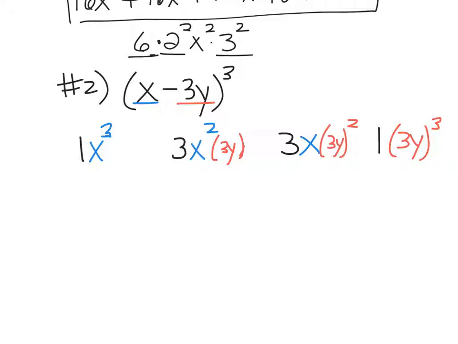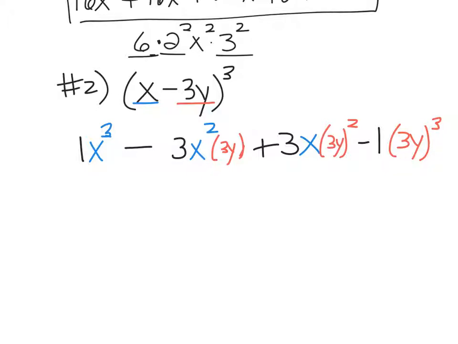And now what you're going to do, because it's minus, you're going to alternate plus minus. The first term is positive. That's this one, x cubed. The second term is negative, positive, negative. That way you don't have to deal with the negatives in there. You just alternate positive, negative, positive. And now we need to fix everything.